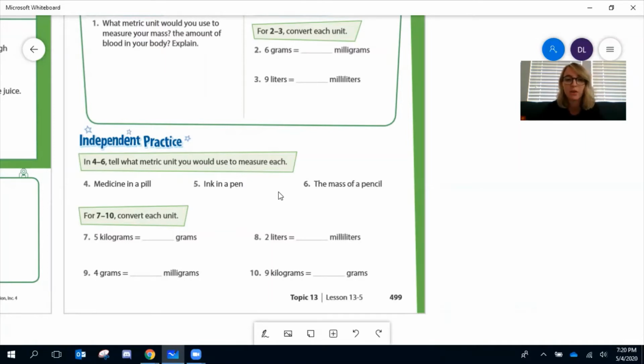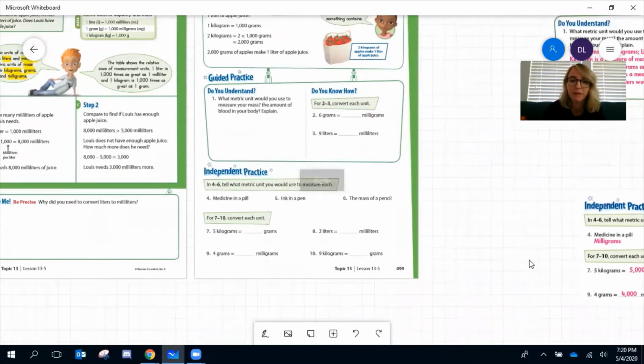So pause the video, complete numbers 4 through 10, and you can resume the video when you're finished, and we'll go over them. All right, so at this point, you should have completed 4 through 10.